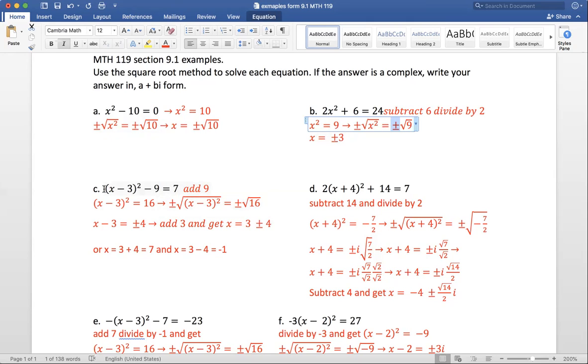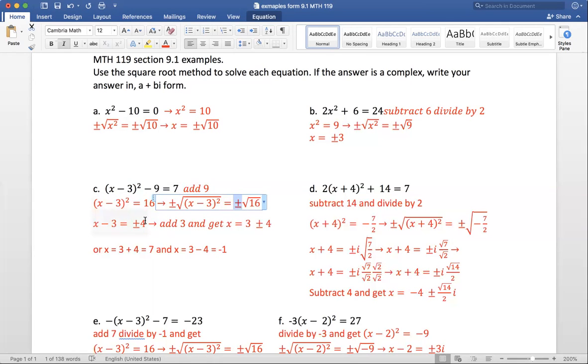Sometimes we have a quantity squared, like in C. In fact, many times we do. So what we're going to do is isolate that quantity squared. In this case, we'll add 9 to both sides. That gives us the quantity x minus 3 squared equals 16. Now, since that whole thing is a quantity and it's squared, I can plus and minus square root that whole thing. Just like up here with the x squared, squares and square roots cancel each other off. That'll give us x minus 3. On the other side, when I do plus and minus the square root of 16, I get plus and minus 4. Now that gives us x minus 3 equals plus and minus 4.